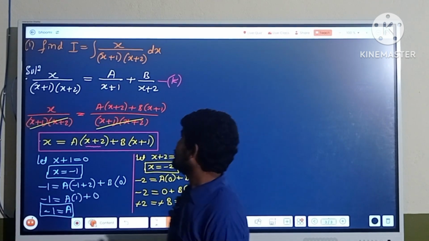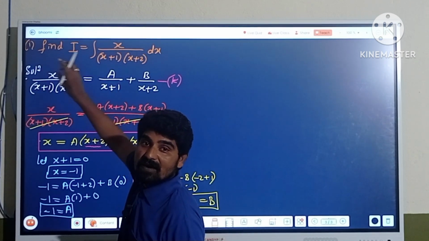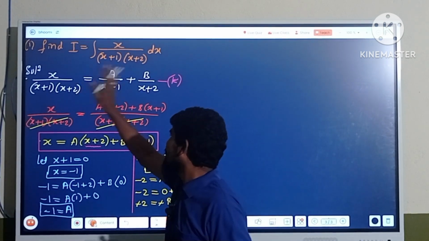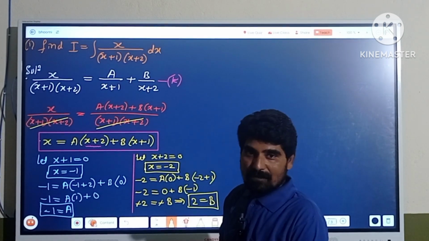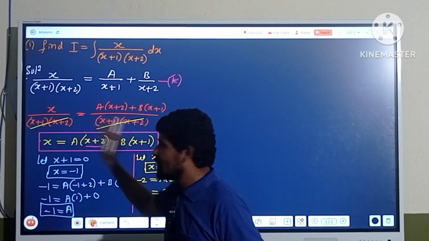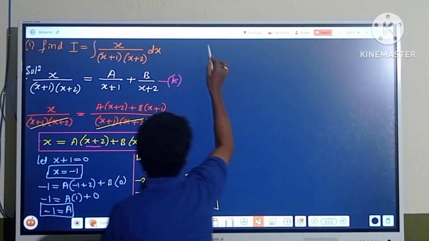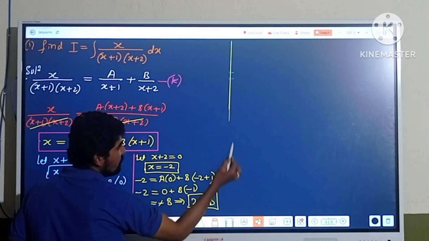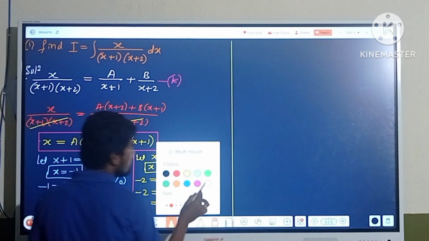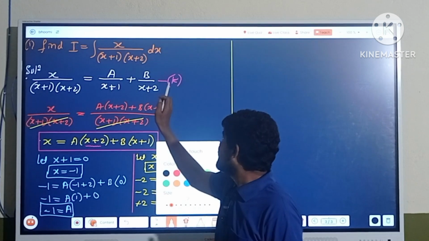What is the procedure? First we need to express the given proper rational function in partial fraction format. After that we need to identify the values of a and b. To find a, make the coefficient of b 0. To find b, make the coefficient of a 0. After finding the values of a and b, substitute these two values in equation K.